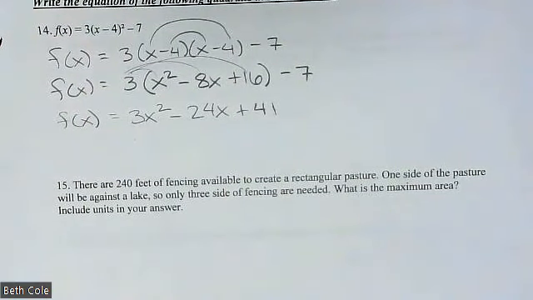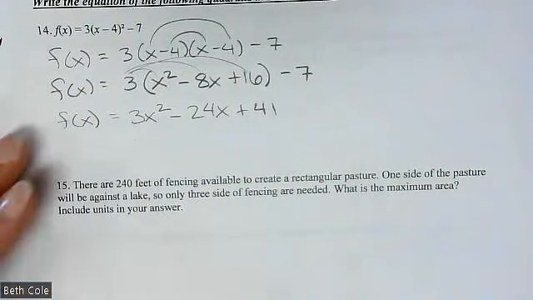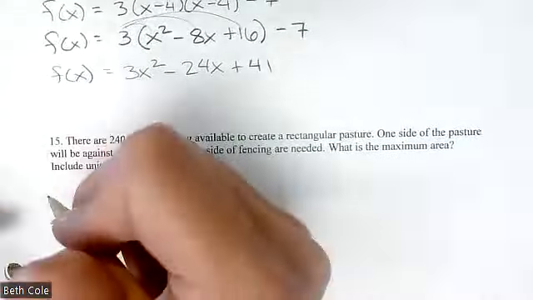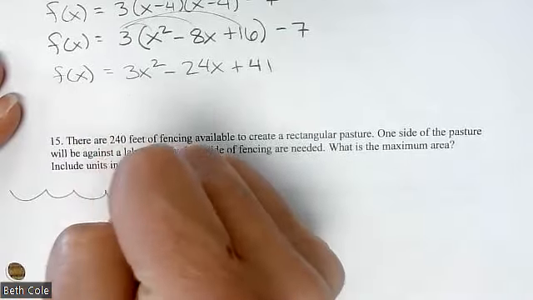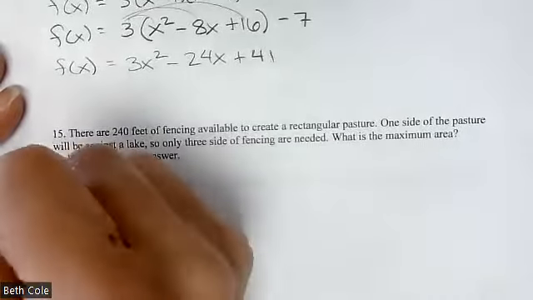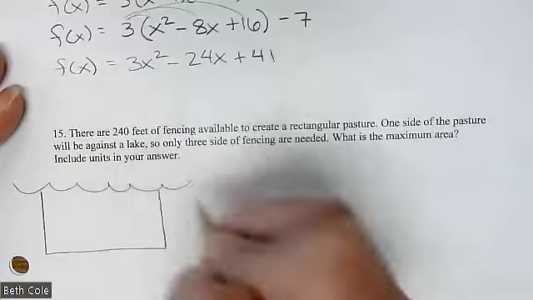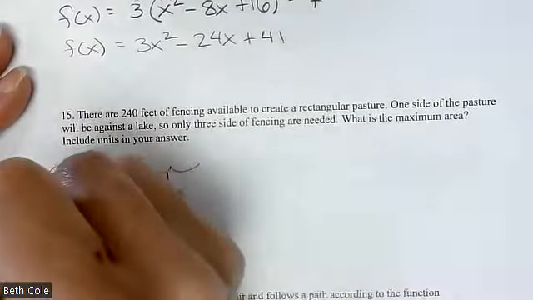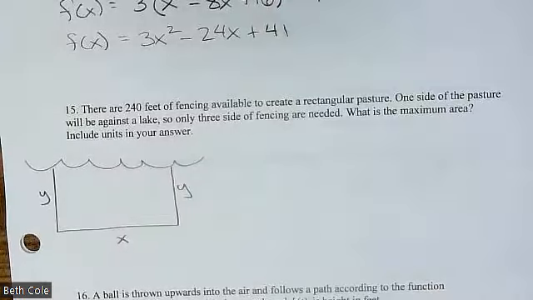All right, this is your fencing problem. You have 240 feet of fence to make a rectangle. One side is going to be against a lake. Oh, so instead of a barn this time, I made it a lake. All right, there's the water for the lake. Here's our fencing. And you have to label the sides as something. I usually just go with X and Y. You can call it whatever you want. I would pick X and Y.